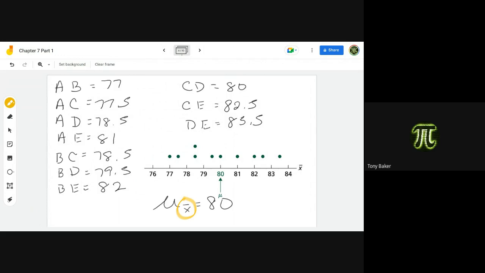So actually, and this is always true, the mean of all of the samples will be exactly what the mean of the population is. So if I found every possible sample and then did the mean of those, I would have the mean of the actual population. That's extremely helpful.